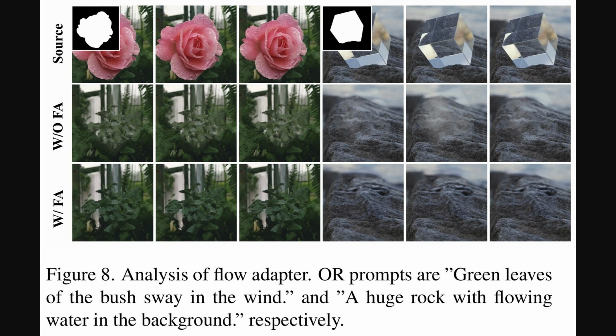The middle row, labeled with OFA, meaning without the flow adapter, looks quite blurry and lacks detail. But the bottom row, with FA, with the flow adapter, generates much sharper, more plausible results, really showing how crucial that flow guidance integration is for quality.